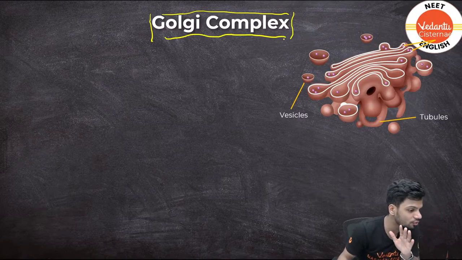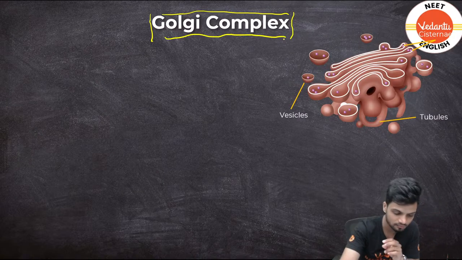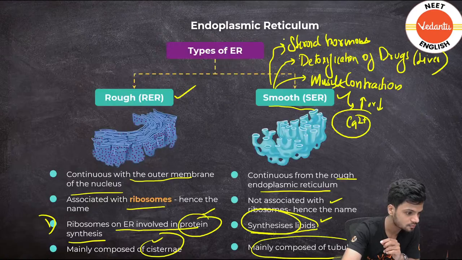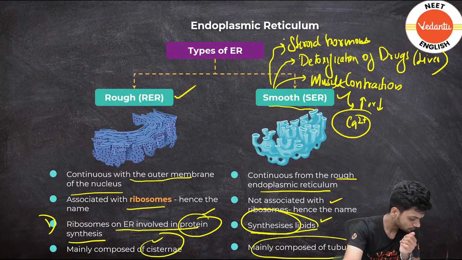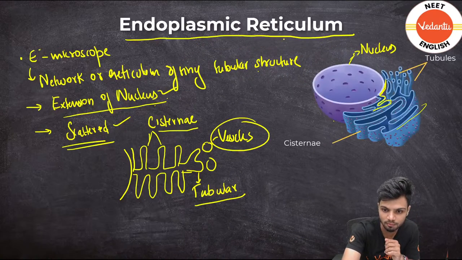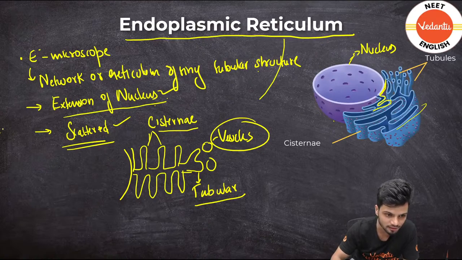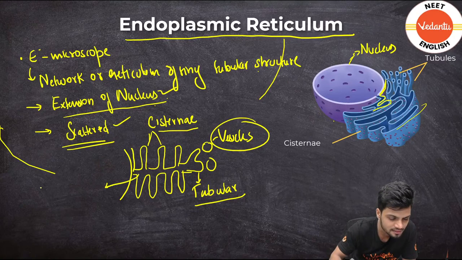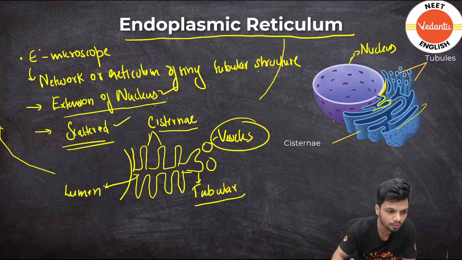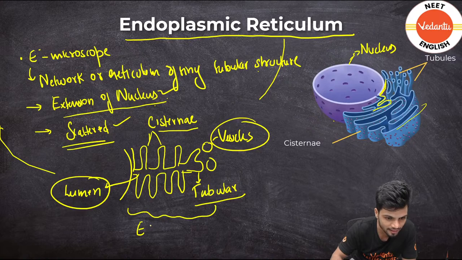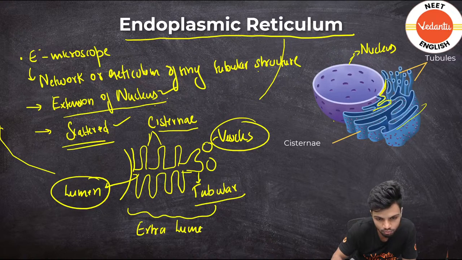Luminal part is not given, don't worry about it. But if you want me to explain the luminal part, see this inside part here. The inside part is called the lumen. The outside part here, can you see this outside part? This outside part is called the extra lumen. The inside part is called lumen, and the outer part is called extra lumen.